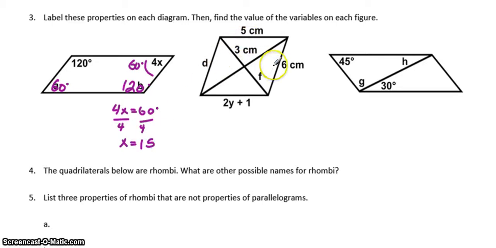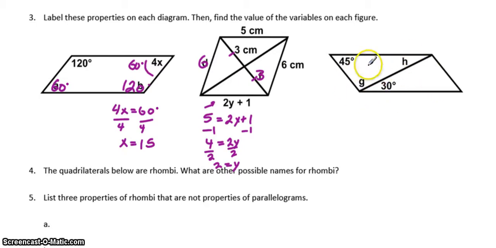For the second one, we remember that the opposite sides are congruent, so D will be 6 centimeters. And over here, this right here will be 5 centimeters, but again, we've got an equation to write. 5 equals 2y plus 1, again, because the opposite sides are congruent. Subtracting 1 from both sides gives us 4 equals 2y, and dividing by 2 leaves us with 2 equals y. We also know that the diagonals bisect each other, which means that this half of the diagonal will be congruent to this half, which means that f is also 3 centimeters.